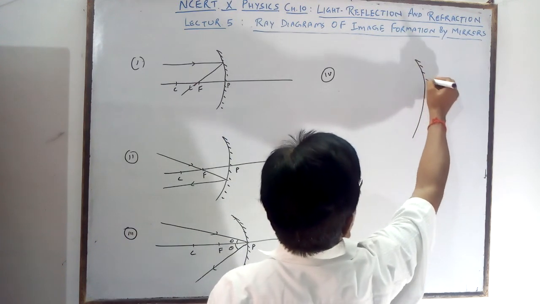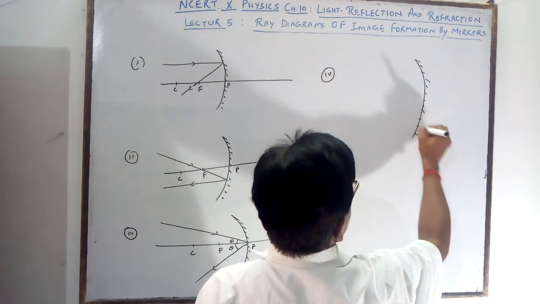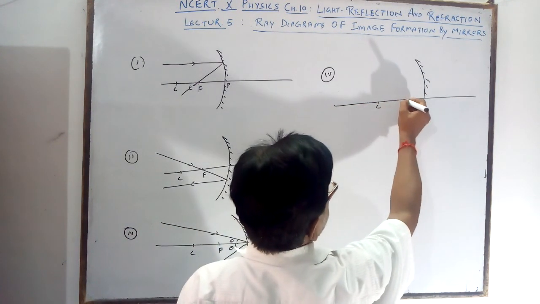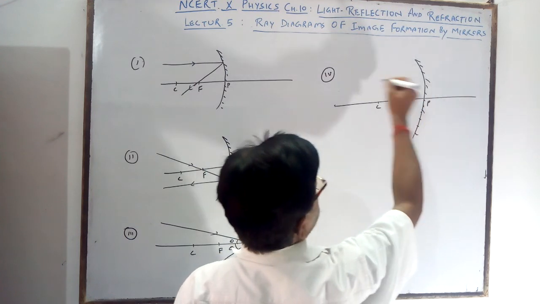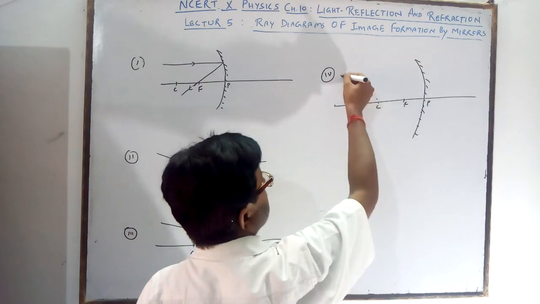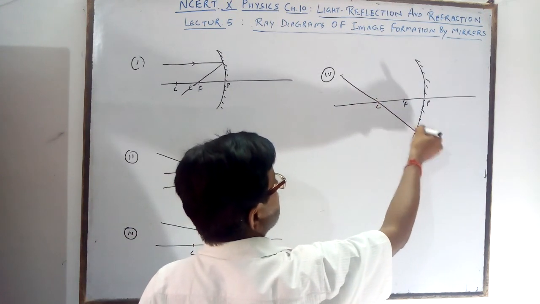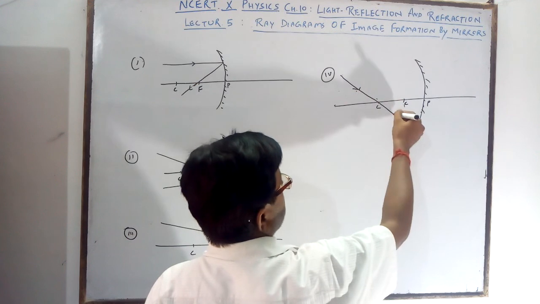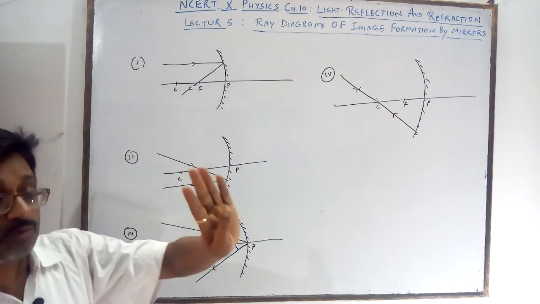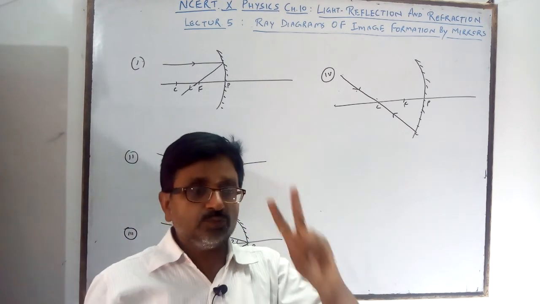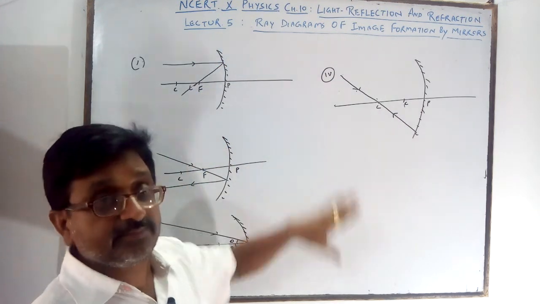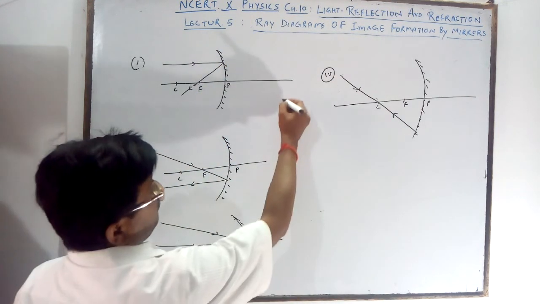A ray which passes through the center of curvature. C, F, P, principal axis. A ray which passes through the center of curvature goes and comes back along the same path. 1, 2, 3. Out of the four, you will take any two rays to draw the ray diagram to show the image formation. Same thing in the convex also.